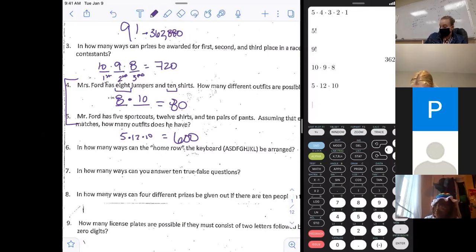This is simply 9 factorial. I'm not going to put that in. We put it in earlier, so you can find it if you need to.